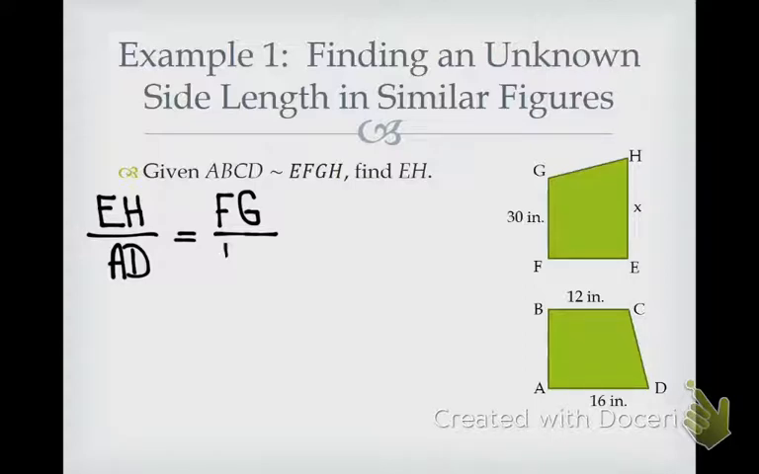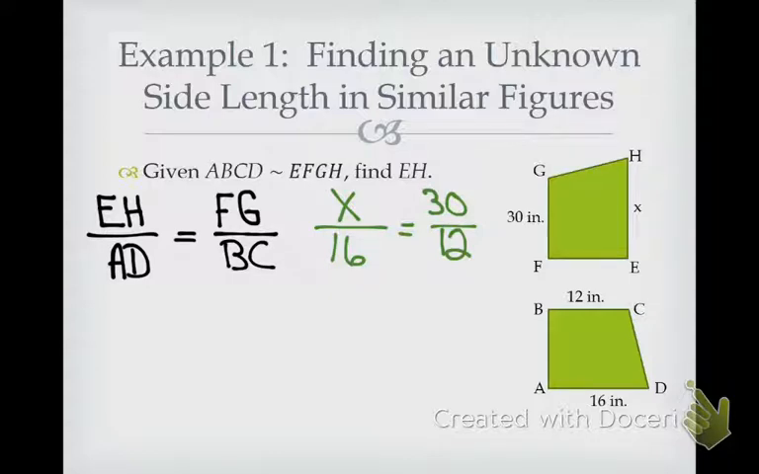Does that make sense? Okay, so now what is the corresponding side to FG? BC. So now I have my proportion set up and I can plug in my values. Well, I don't know side EH, so I'm going to substitute in an X for that one. What is the value for side AD? 16 inches. And what's the value for side FG? 30 inches. And what is the value for side BC? 12.